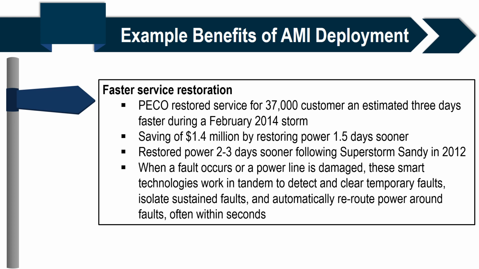When a fault occurs on a power line or there is a power line outage, these smart technologies work in tandem to detect and clear temporary faults, isolate these faults, and automatically reroute power around faults, often within seconds. So this whole reconfiguration of the grid is feasible with the help of these technologies.